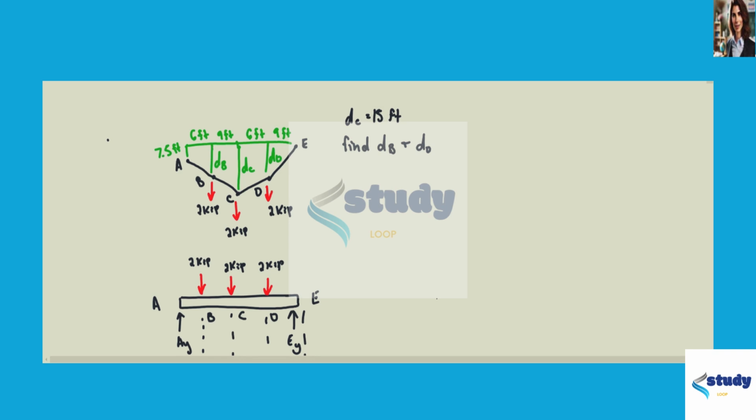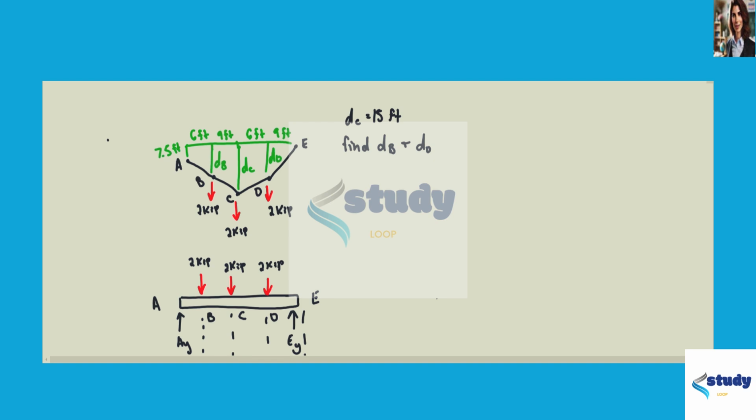So in this problem, there's a cable going from A to E. There's a load applied downward at B of 2 kips, at C of 2 kips, and at D of 2 kips. The horizontal distance from A to B is 6 feet, from B to C is 9 feet, from C to D is 6 feet, and from D to E is 9 feet. The vertical distance from E to A is 7.5 feet.